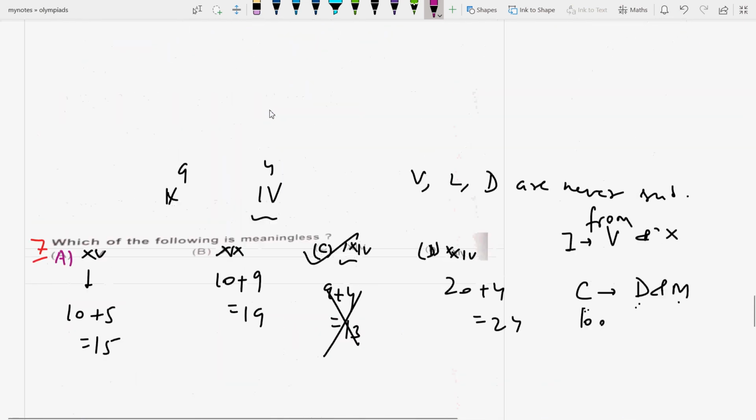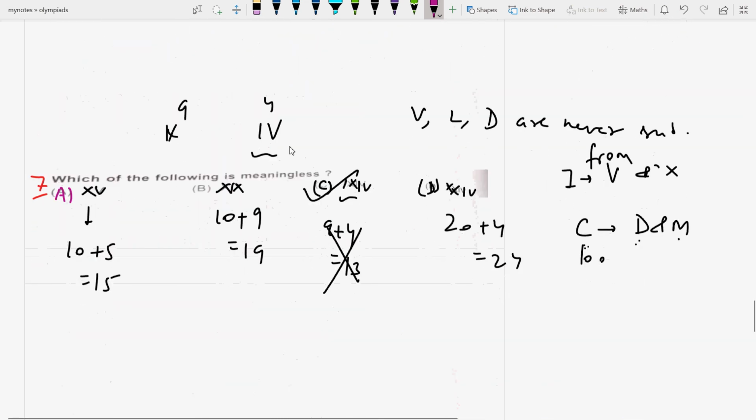Okay, so these are the questions. If you have any query regarding this 7th question, you can just ask me. I think that this IXIV subtraction should not be repeated after this. That's why it is meaningless. XIX is okay, XXIV is okay. IXIV, I is less than X, that's why it is subtracted, but again I is less than V, it is not applicable.